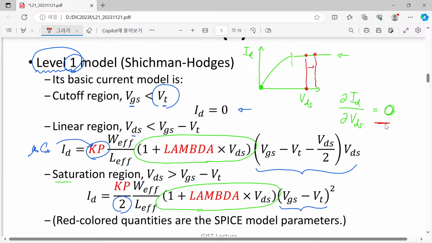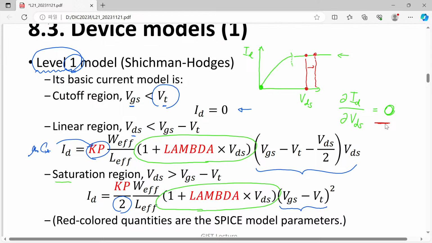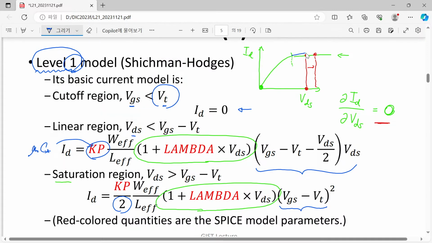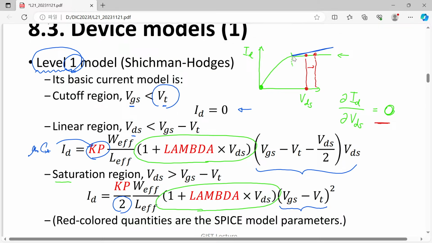From the viewpoint of our drain terminal, we can expect infinitely large output impedance or output resistance. However, in reality, it is not so. We have a certain finite slope, even in this saturation region. This part is described with this additional factor, like 1 plus lambda times VDS. So our IV curve just looks like this.